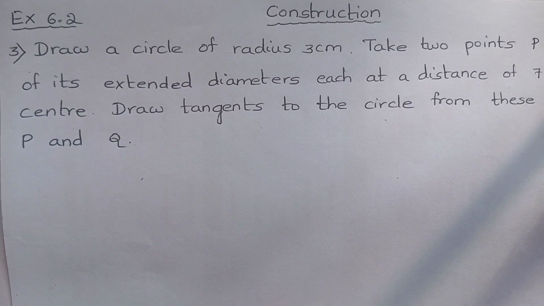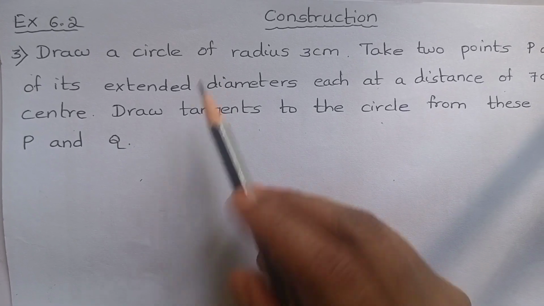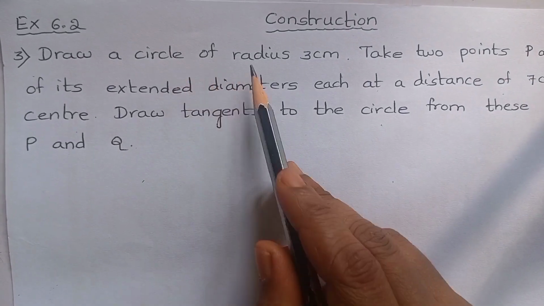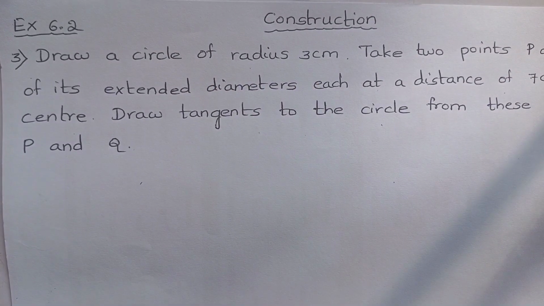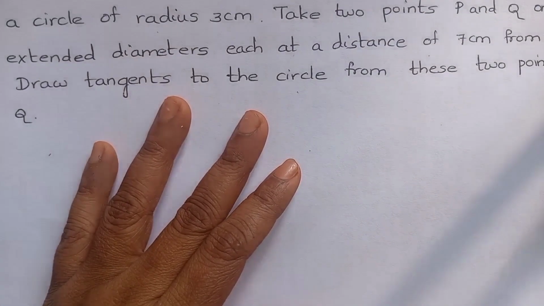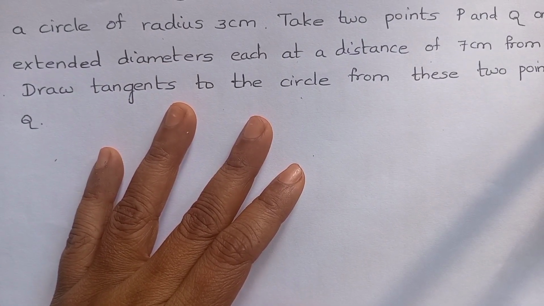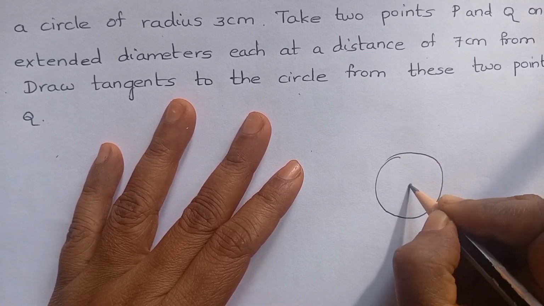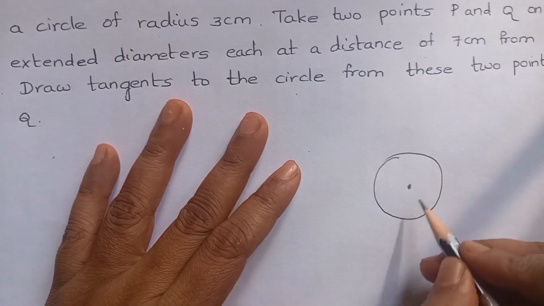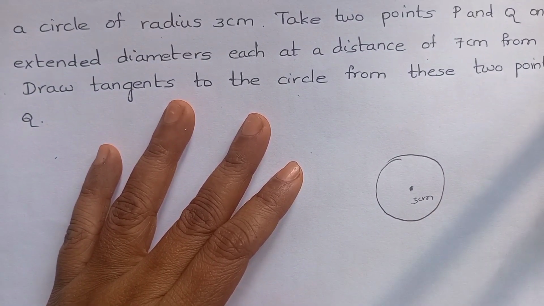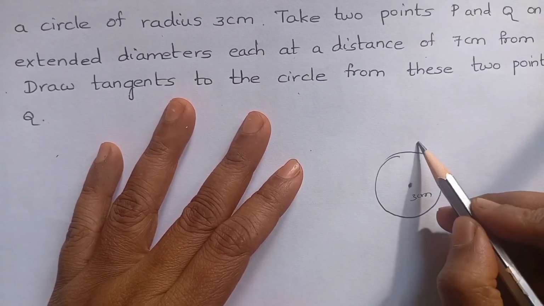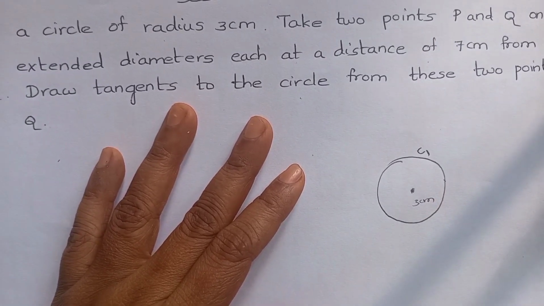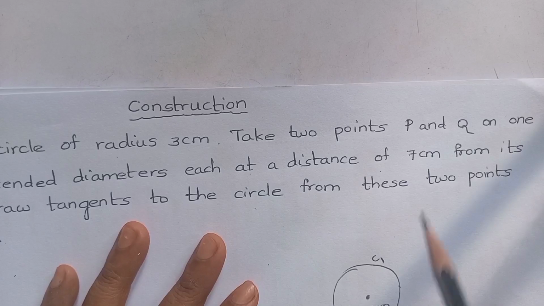First, let me explain the question. See here, first we have to draw a circle of radius 3 cm. Okay. Let me explain the construction by rough diagram. Imagine it is a circle of 3 cm. Let me name this circle as C1. Okay. Now look at this.